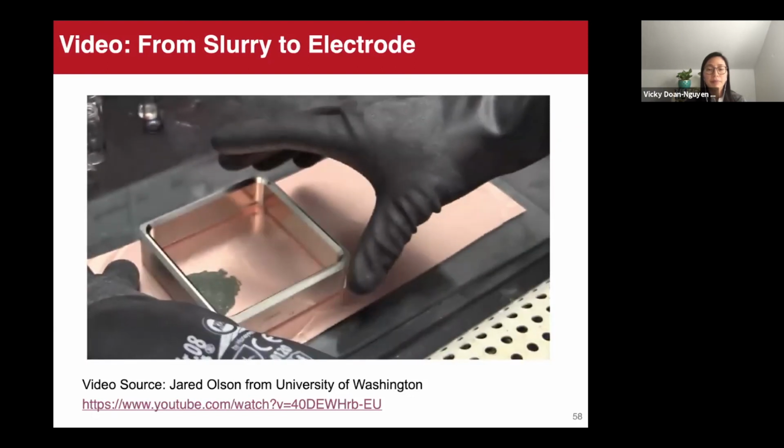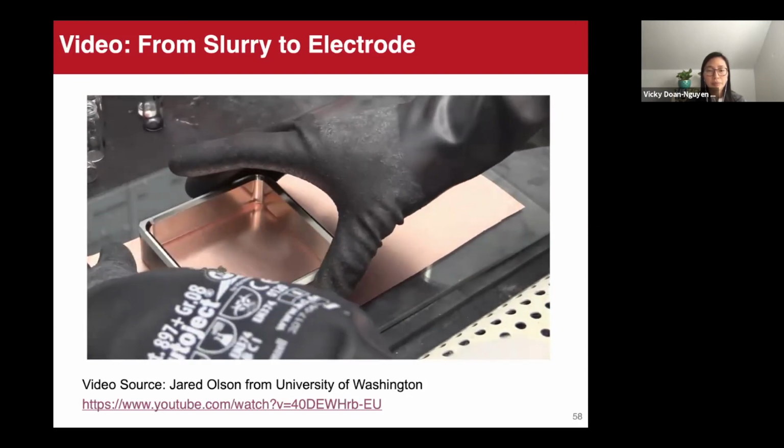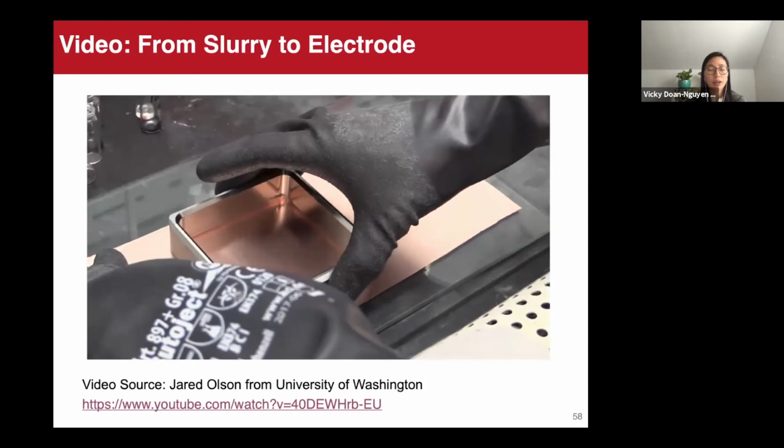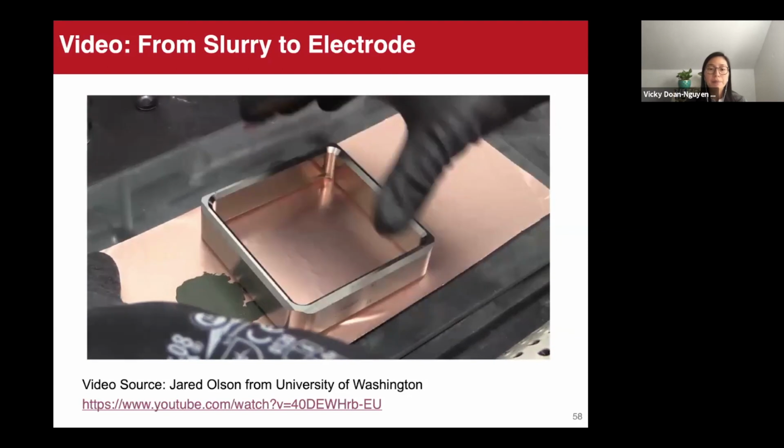And since it's done by hand, it's not over a very large area, but it will make several electrodes once punched out. So you can see there.